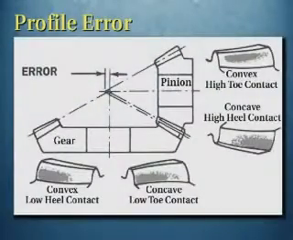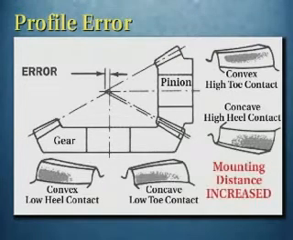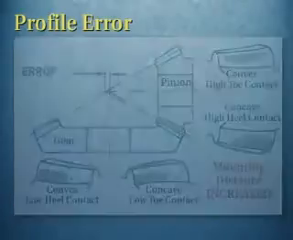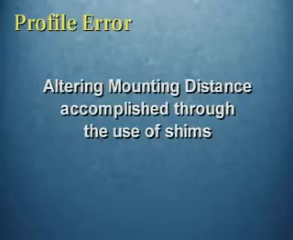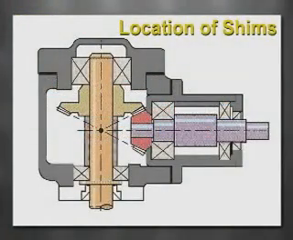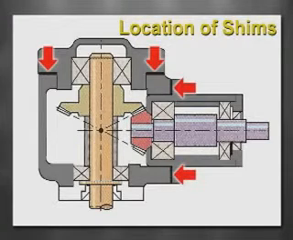In this example, the gear's convex side has low heel contact and the concave side has low toe contact. As for the pinion, the convex side has high toe contact and the concave side has high heel contact. For this condition, the mounting distance must be increased. For both types of profile error, altering the mounting distance is accomplished through the use of shims. In this illustration, we can see the location of the shims which are used to alter the mounting distance.